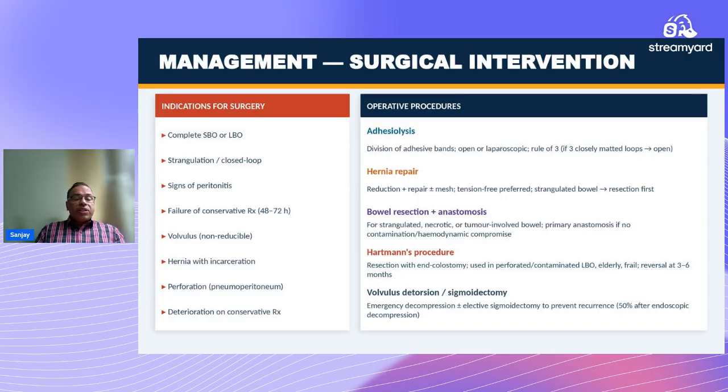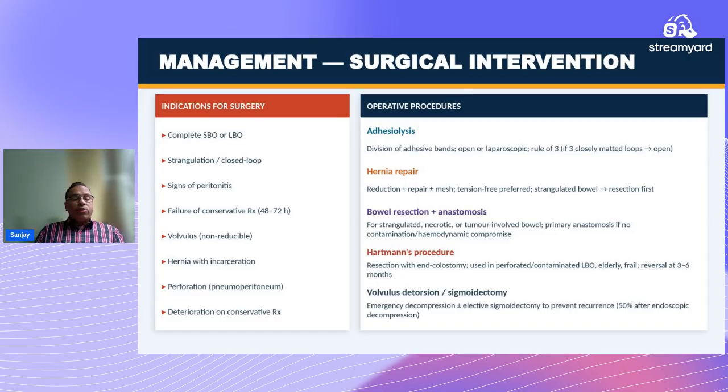If the cause of obstruction is hernia, then immediate reduction after opening the sac, ascertaining the viability of the contents, and then doing a repair with a mesh, plus or minus, depending on the condition of the patient. Tension-free mesh repair should be done. If the viability of the gut is compromised, that means there's a frank gangrene, then resection of that segment of bowel should be undertaken.